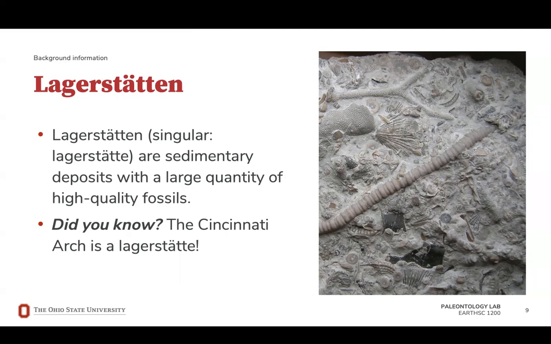Worldwide, there are relatively few examples of such exceptional fossilization that preserve almost intact organisms, showing features such as feathers, skin, and even stomach contents. Sites at which these extraordinary fossils are found are known as Lagerstätten, the singular form Lagerstätte, which is German for place of storage. A spectacular example is the Solnhofen limestone in Germany, where the Archaeopteryx that we saw earlier was from.